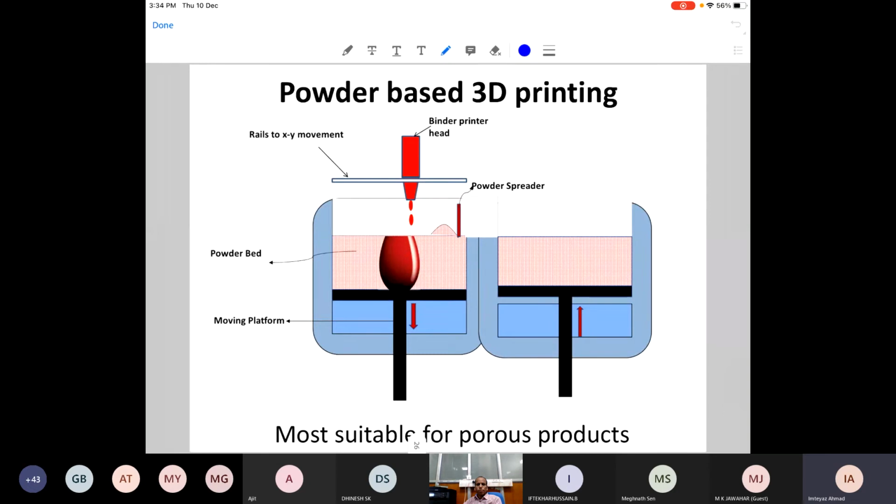Yeah, so you have a base, and initially this particular thing is actually high up here, and this particular thing is printed. So what you do is you just supply the powder from here and put a layer on this, and this is the binder head, which has an XY movement and works very similar to how printers work. And this particular head is computer controlled.